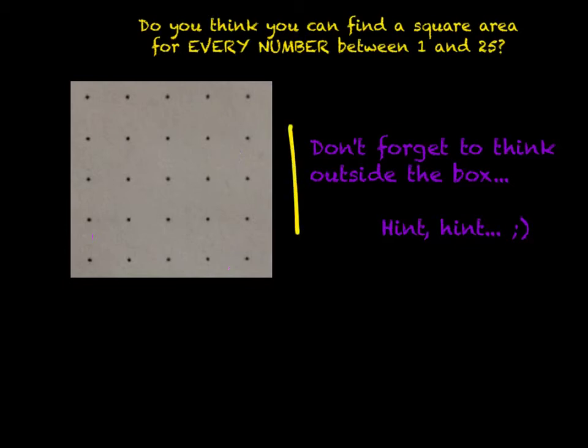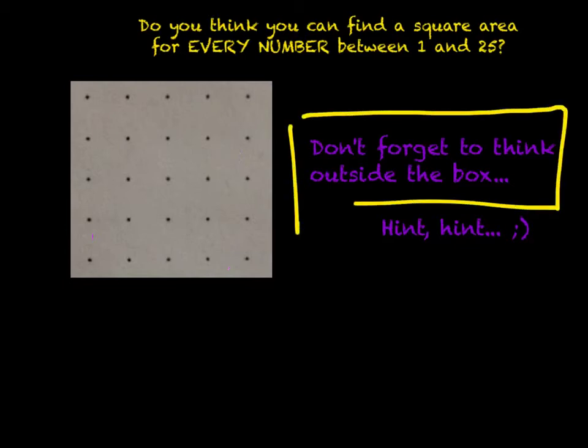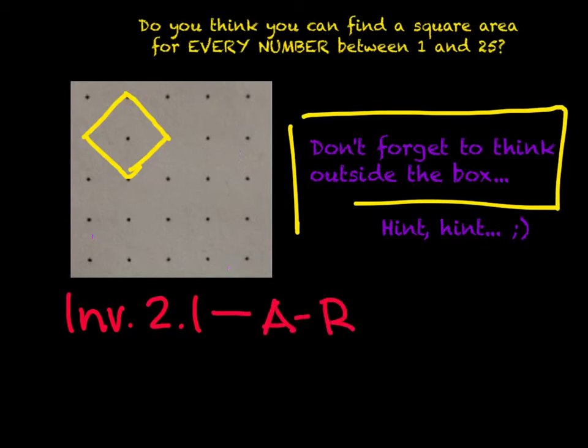As well, I want you to think outside of the box. So don't just think things can be horizontal and vertical. Consider squares that could be a little off kilter. So enjoy question 2.1. Your job is to do investigation 2.1, A and B.